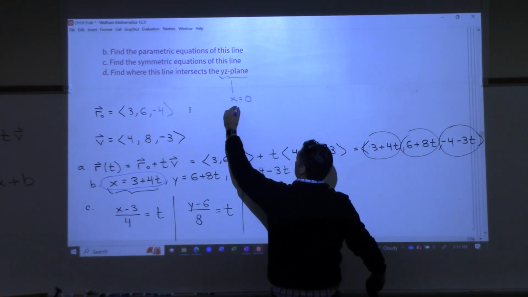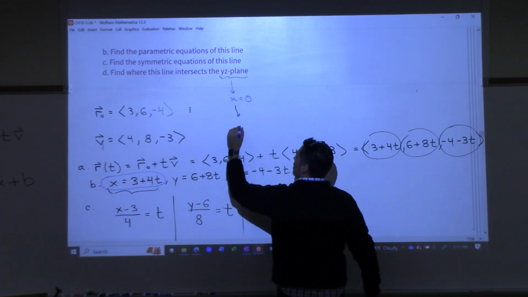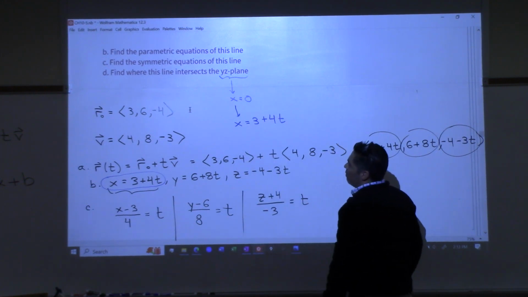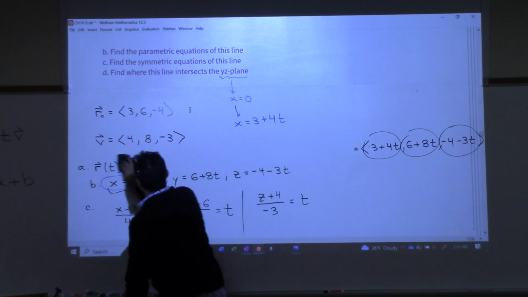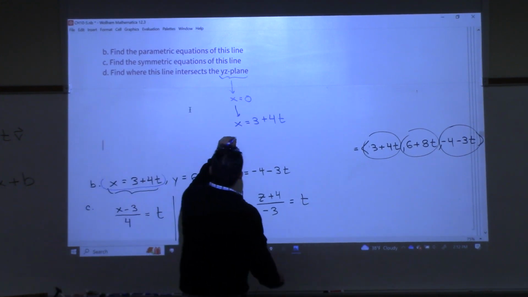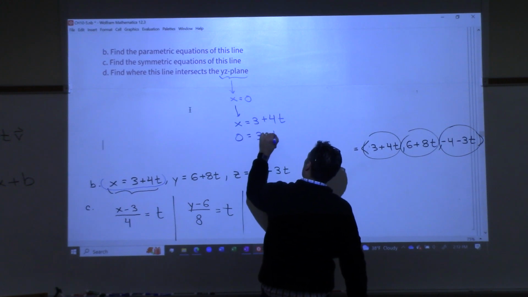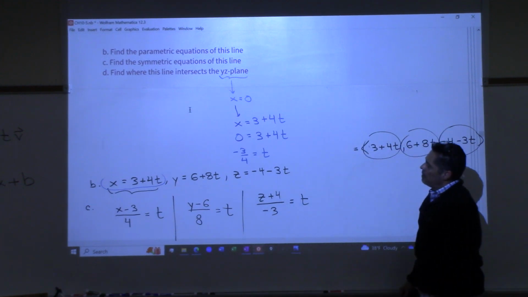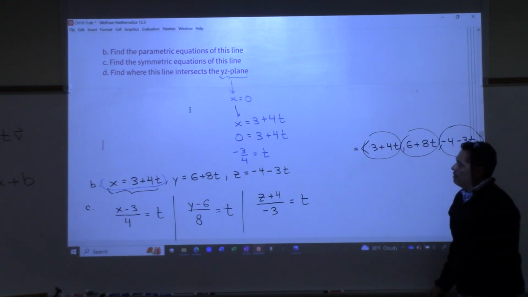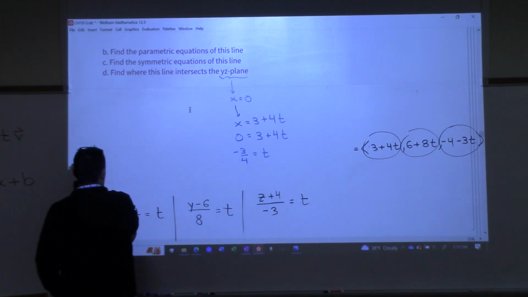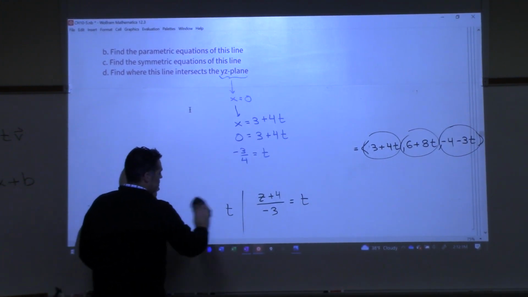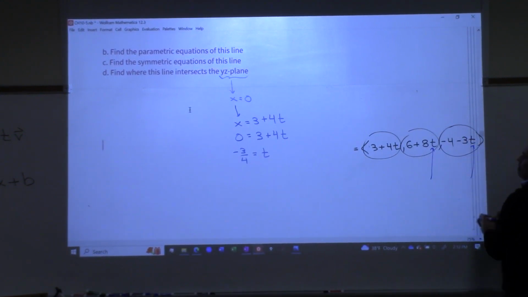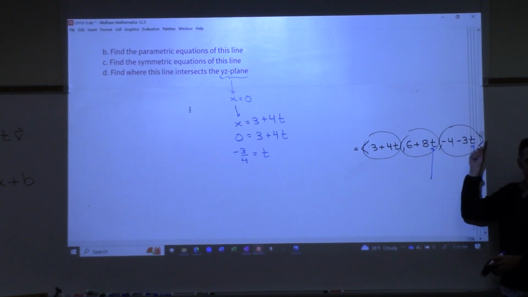So if x is 0, then I can use that equation right there. I replace the actual x value with 0, and I get this. Then if I solve for t, you get negative 3/4, right? Once I have that, I can get the other pieces. Just plug in negative 3/4 here and here, and that gives you the y and the z respectively.